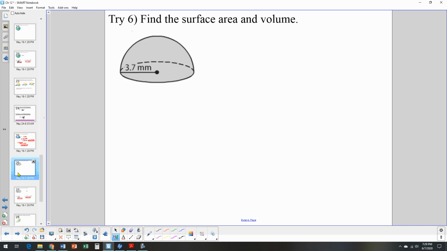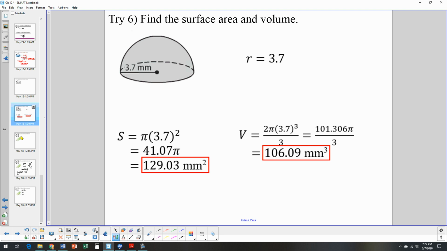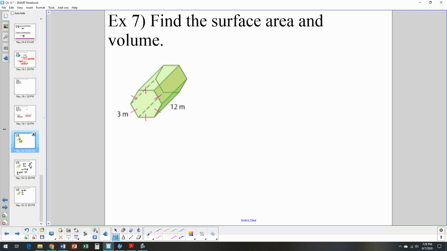All right, so you're going to try this one. Pause. When you're ready, come back, check your answer. All right, if you did this correctly, the radius was 3.7, so the surface area was about 129.03 millimeters squared. The volume was about 106.09 millimeters cubed. If you are in academic geometry, you are done. You could stop the video now. If you're honors, come on for one more problem.